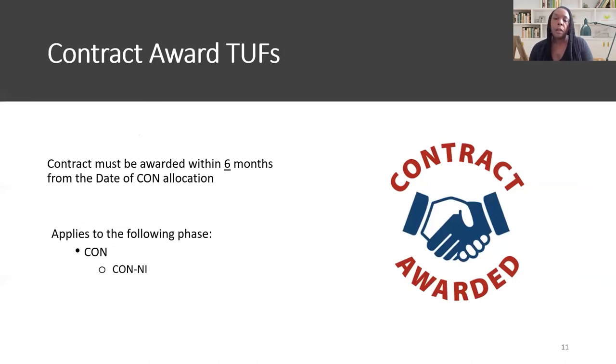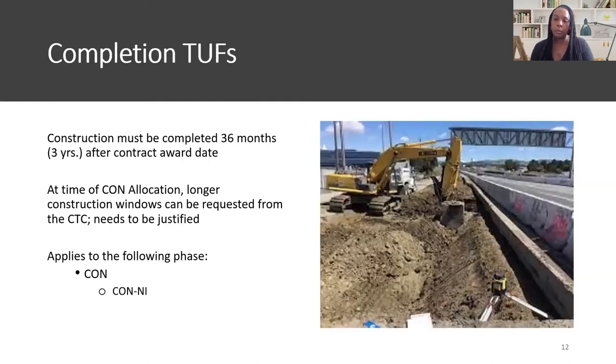Contract award time and use of funds applies to the construction phase only. So once you have allocated your construction funds, you have 6 months before you need to award the project to a contractor. Completion time and use of funds. So after your project has been awarded to a contractor, you have 36 months after the contract award date to expend your construction phase funds. You can also request longer than 36 months at the time of construction allocation, but you need a justification.